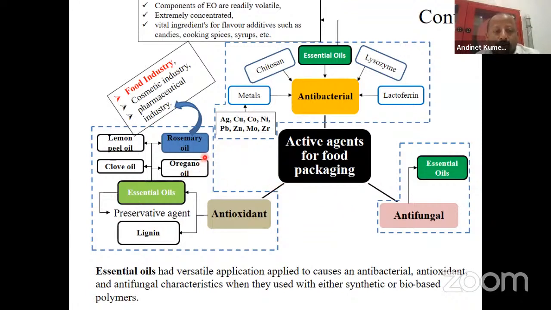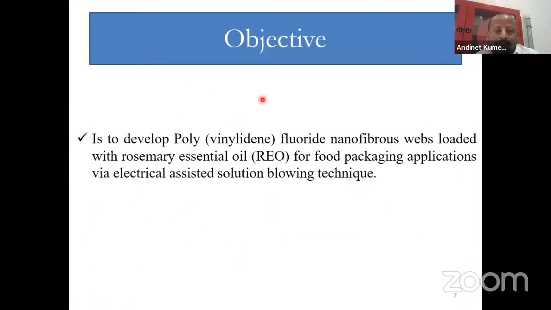Because of that reason, we select these essential oils, particularly rosemary essential oil for the food industry, in order to blend it with the PVDF. So this is our objective. We are going to blend this rosemary essential oil with the PVDF using the electrically assisted solution blowing technique. We use this technique sometimes. This is a blend of electrospinning and solution blowing technique.